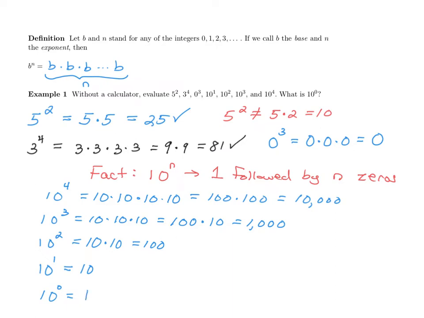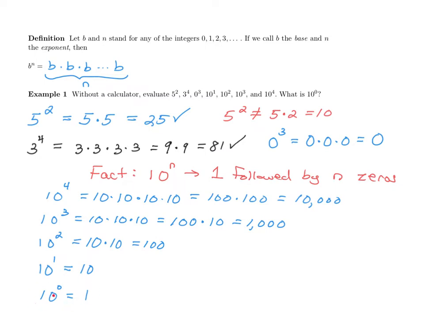Notice that this works very well with our pattern. As you increase the exponents, you are increasing the number of zeros that go after 1. Here there are no zeros. Here there's 1, 2, 3, and 4. And if you go backwards, you are decreasing the number of zeros by 1. Therefore, if you want to go from 10 to the first to 10 to the 0, you'd have to drop this 0, leaving you with 1 left over.